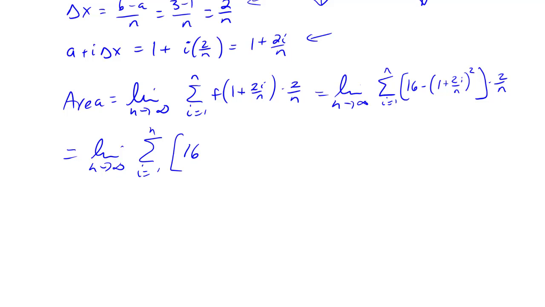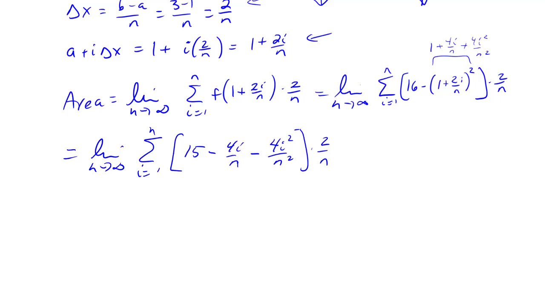Okay, so what are we going to get here? If we square this whole thing inside, what's this thing going to be? Inside here we're going to end up with a 1 plus twice 2i over n, so 4i over n, plus 4i squared over n squared if I multiplied that out. Meaning that when I do 16 minus that, I'm going to get 16 minus 1 is 15, then minus 4i over n minus the 4i squared over n squared, all times 2 over n. Okay, so quite a mess.